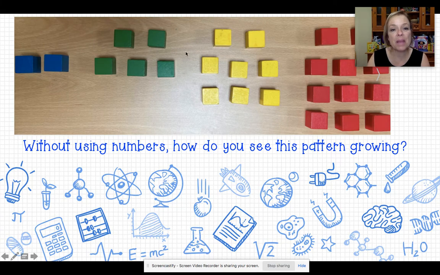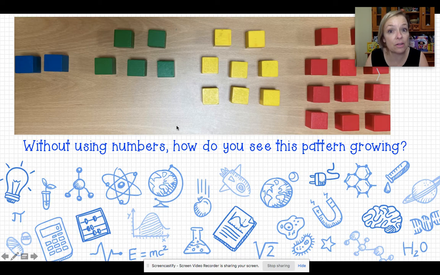Awesome. So maybe you noticed that each time the pattern grows, there's another row of 3 that's added. Maybe you were looking at these 2 cubes here and thought, wow, each time the 2 stays the same. There are lots of ways to see this. You might also have focused on the color. There was a blue one, then a green one, then a yellow one, then a red one. And all of these are important ideas because our students might say the same.